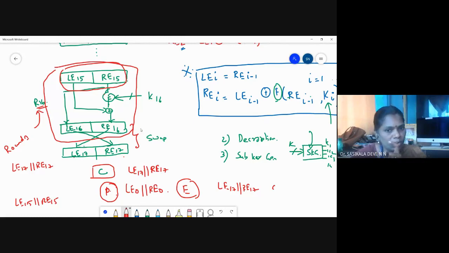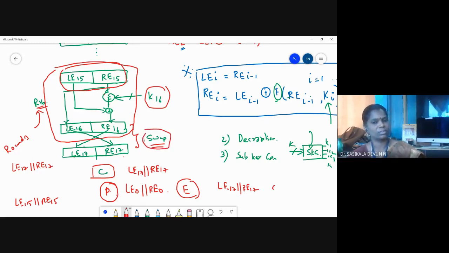Can you understand this point clearly? Swapping is not the first operation, it is the final operation. Finally, you have to swap it. So every time you have to undo the effect of one single round, keeping in mind that the swapping should happen at the final stage. If the input is LE16, RE16, no problem, you are expecting LE15, RE15.